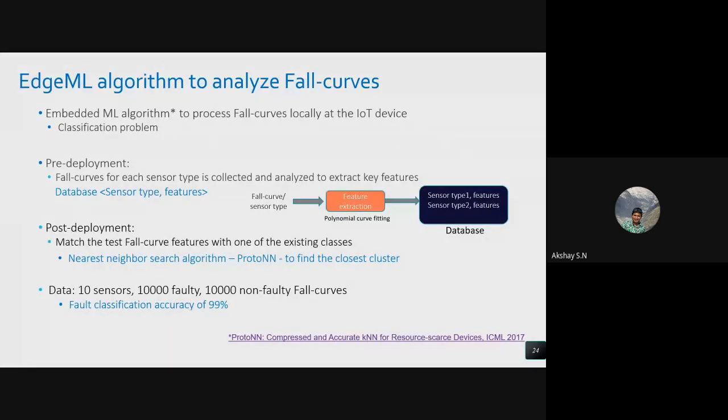Yeah, the tool name is called EdgeML algorithms. So just search for EdgeML and Microsoft. You should be able to get that.